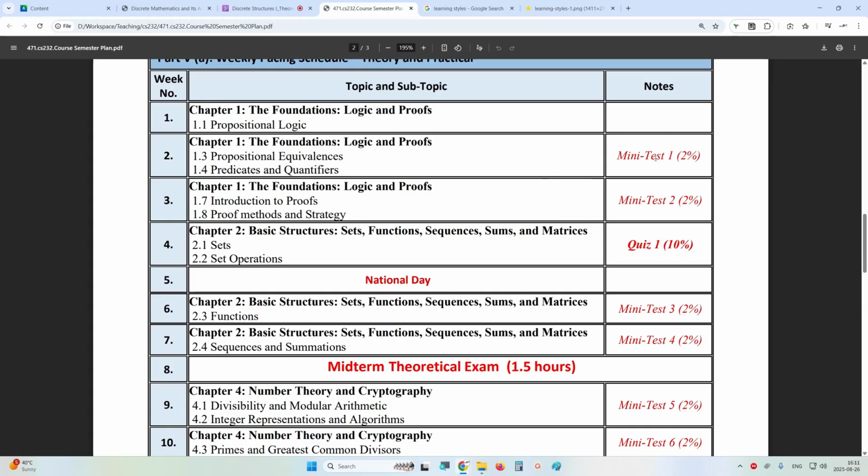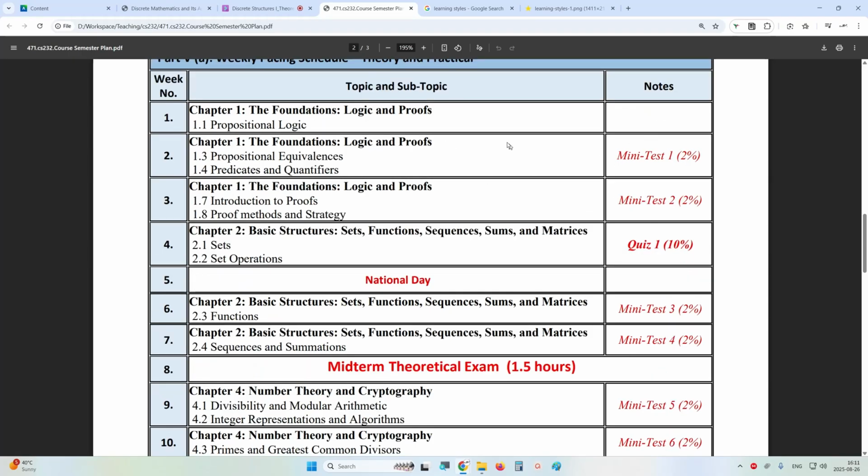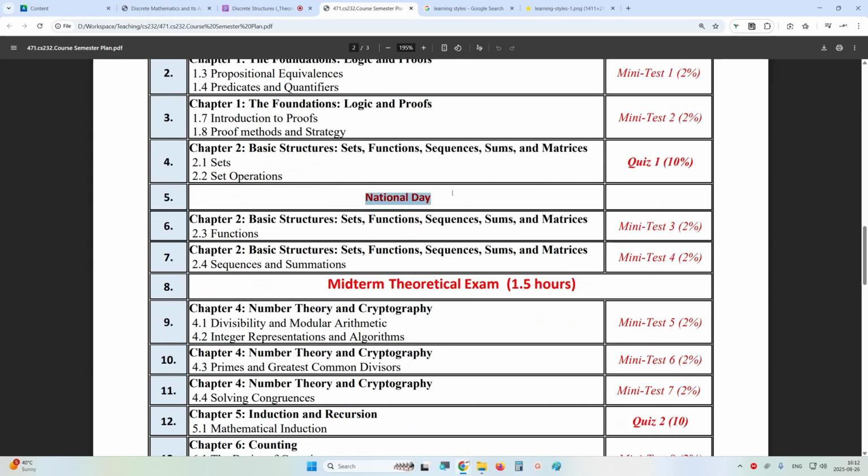But we have these, and you can see we have mini tests for the chapters in week 2 and week 3. Then week 4, this is when we're going to be having quiz 1, which is going to be period 4 on Tuesday. The location, I'm going to announce later, inshallah, once we organize and I have it. Then we have week 5, the national day. It's going to be on Tuesday, so unfortunately, no class that week. So it's like we lose a week.